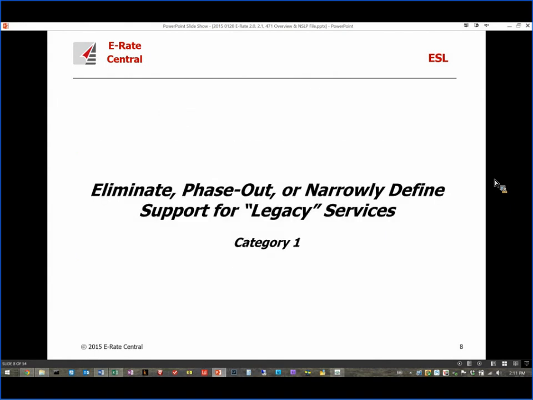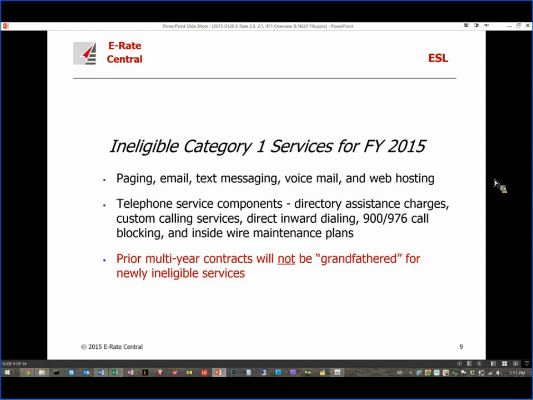So there was a phase out of legacy services and ineligible category 1 services for funding year 2015. I'm pretty sure you're familiar with the first line, the paging, texting, email, voicemail, etc. Telephone service components that weren't considered primary to providing voice services were deemed ineligible, and prior multi-year contracts will not be grandfathered in for those that have now been defined as ineligible. I'm hoping by now that message has gotten around, but that could still be an area of surprise.